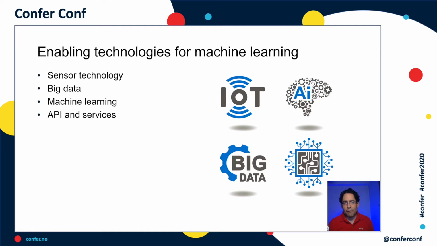So some enabling technologies for machine learning is sensor technologies. So now we have cheap sensors that can transmit data rapidly. And we also have big data solutions so that we can store this data and we can transform it and manipulate it. And we have machine learning algorithms that are running in the clouds so that we can use it. And we have APIs and services that we as software developers can make use of.